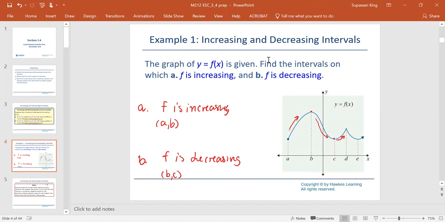From C to D, the graph is increasing. From D to E, the graph is decreasing. And from E to positive infinity, the graph is back to increasing again.